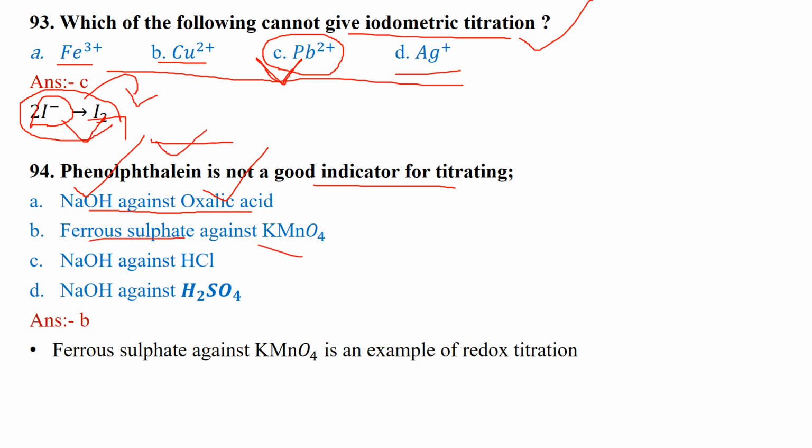Ferrous sulfate against KMnO4 is an example of redox titration. In redox titration, we do not use any type of indicator in case of KMnO4, because KMnO4 itself is a self indicator, right?